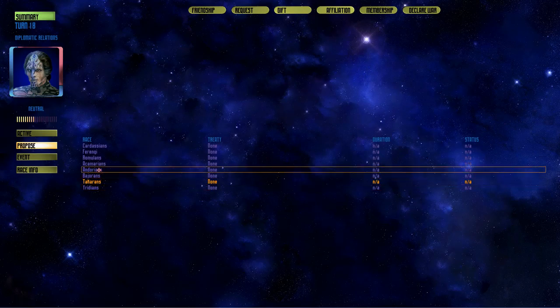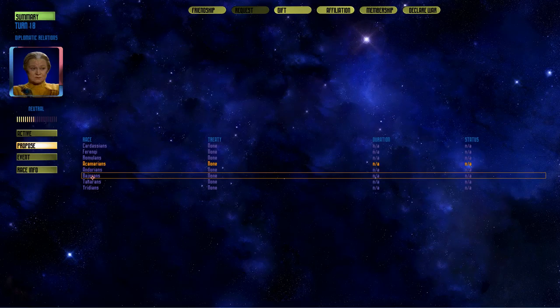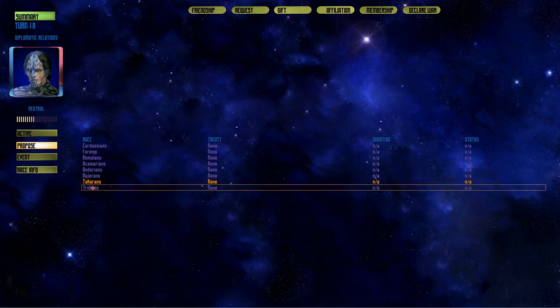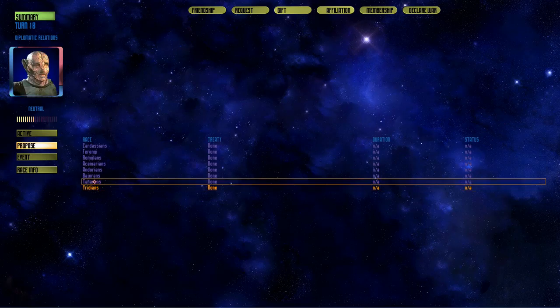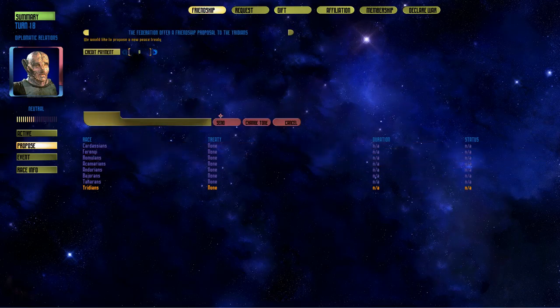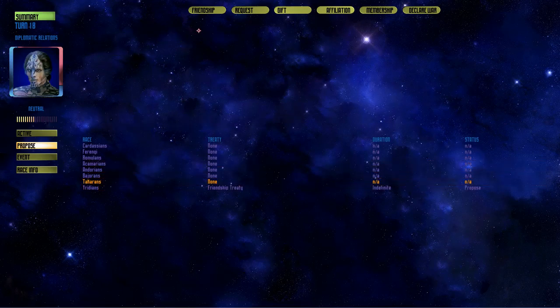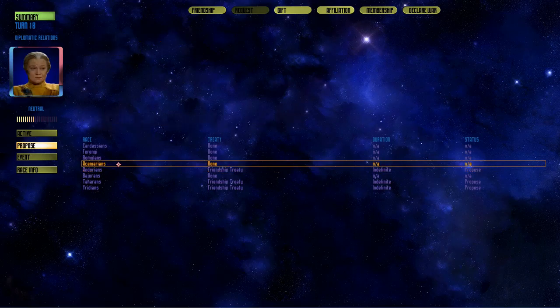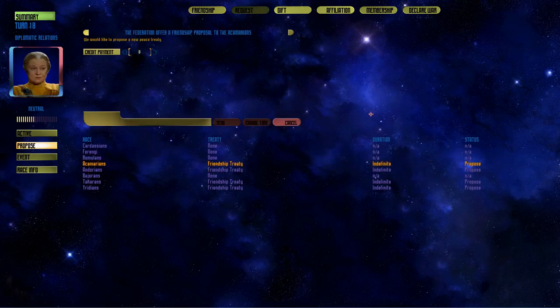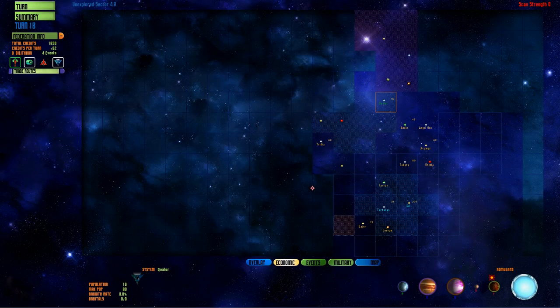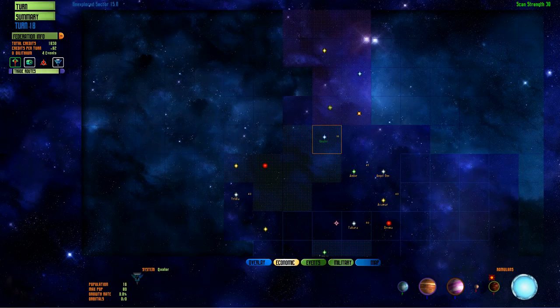It's a Bajoran, don't want to do that. These guys are neutral. Let's try for these guys. That's all of them. Because we don't actually know where any planet of the Cardassian are. They may be down this way, actually.